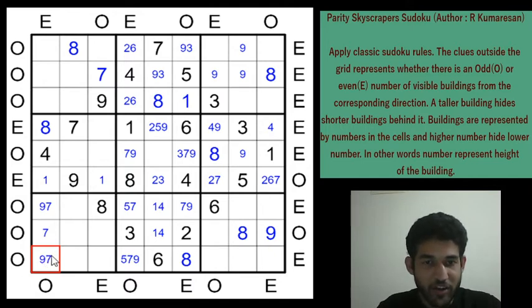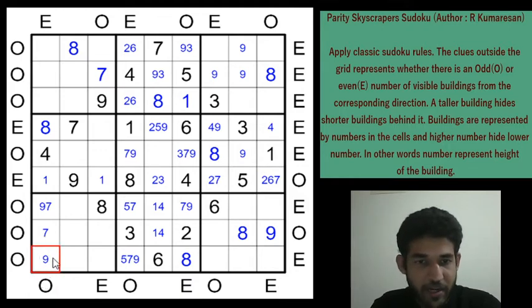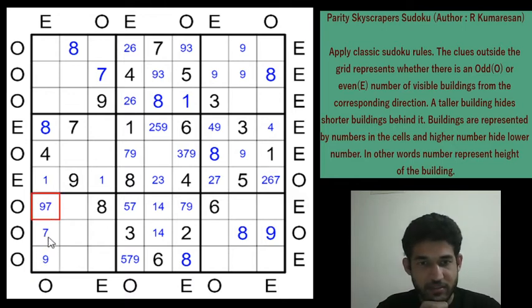Okay, 7 cannot go into this cell, right? If you have a 7 here, then we are forcing our 9 here and 8 is hidden behind the 9. So we will see 2 buildings from this direction, which means the parity has to be even. So 7 can be eliminated from row 9 column 1. So 7 must be in one of these 2 cells. That's good.